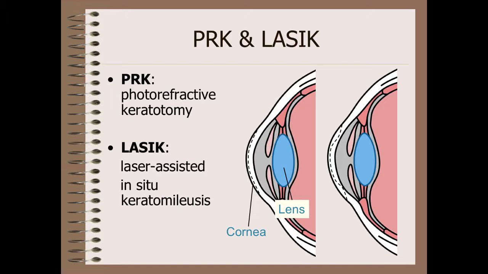With LASIK, a small flap, less than the size of a human hair, is cut across the surface of the cornea, folded back, and then the cornea is sculpted so that light is then focused directly onto the retina. Then the top flap of the cornea is folded back across the eye. This promotes much faster healing and less discomfort than PRK. However, in some cases, PRK is still used today.